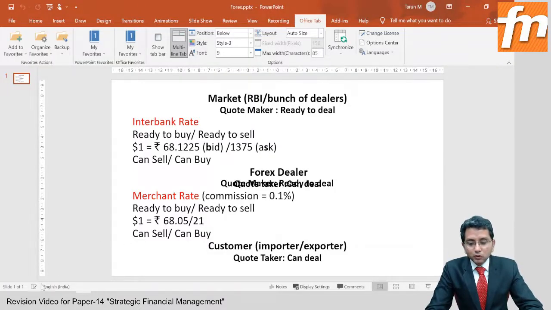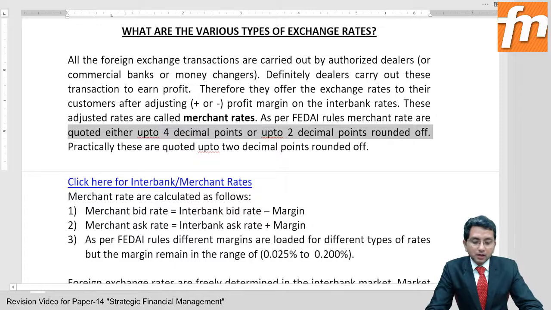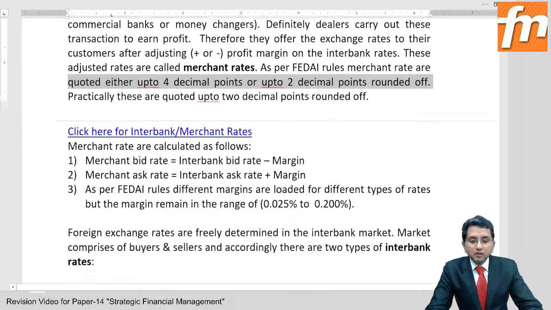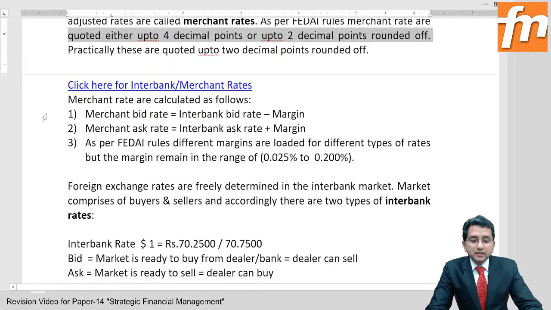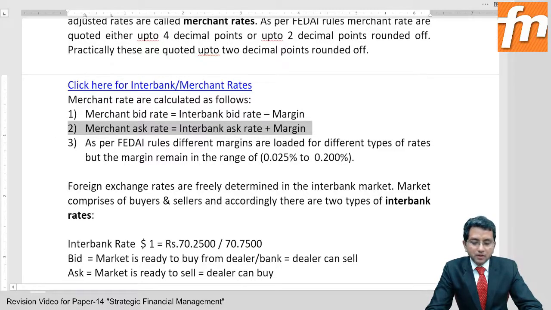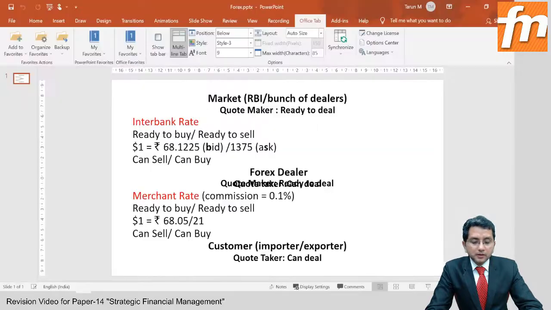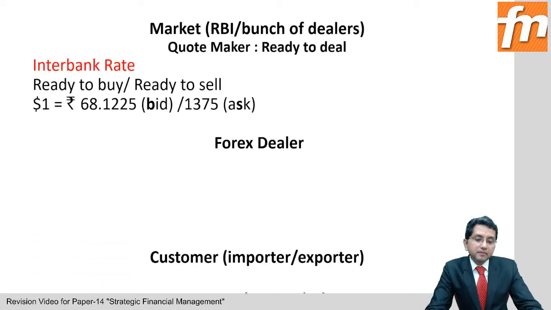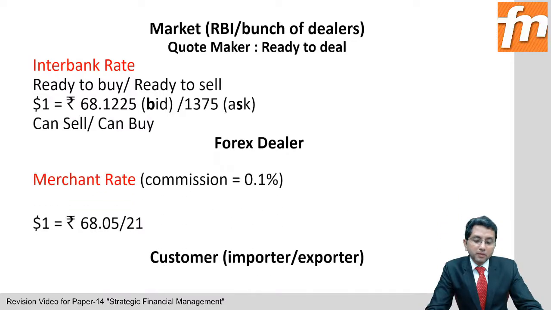Okay, so let's come back to our point. What we have already studied is merchant bid rate is equal to interbank bid rate minus margin, and merchant ask rate is equal to interbank ask plus margin. You know, let's take an example here again for better understanding.